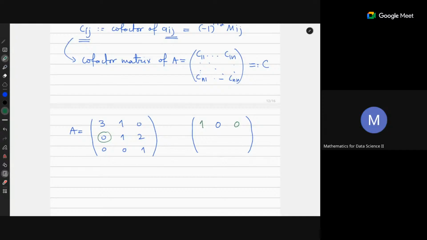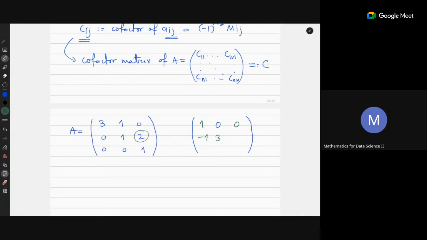Cofactor of 1, 1 is 3. No, it is minus 1 over here. So the cofactor of 2, 1 is basically minus 1, because we have minus 1 to the power 2 plus 1, which will give you minus 1, and the determinant is 1. Cofactor of 2, 2 is going to be 3.